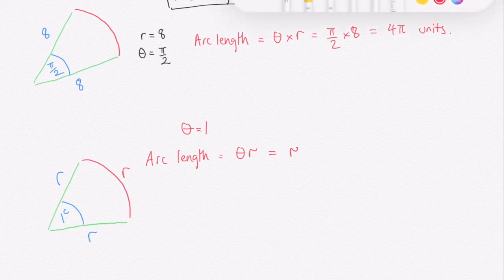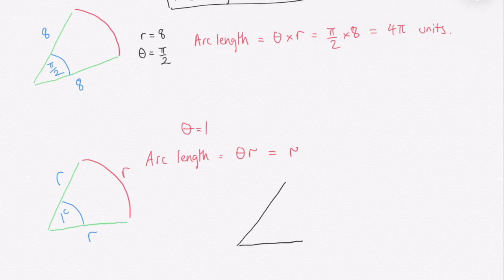So if we take something like this, and we know that this length and this length is equal, but also this length here is equal, then we know that this angle here is 1 radian. And that's a really nice way of thinking what a radian is. And it's actually much more useful than thinking in degrees.